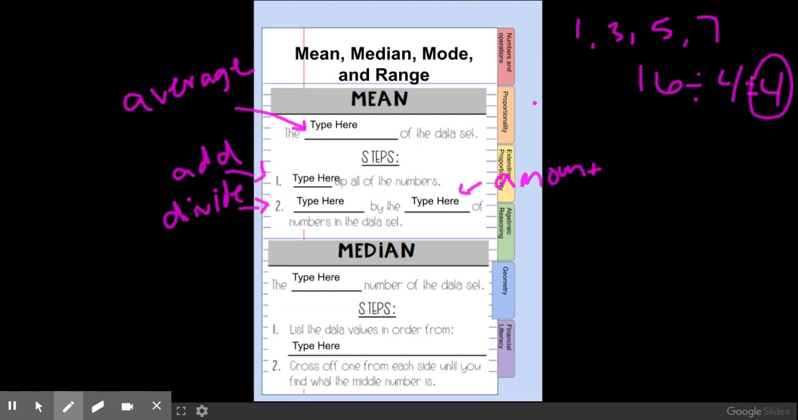Okay. The next one we have is what's called the median. So the median is the middle number of the data set. To find this, you list the numbers from least to greatest. So you put them in order from least to greatest. Then you cross off one on each side until you find what the middle number is.